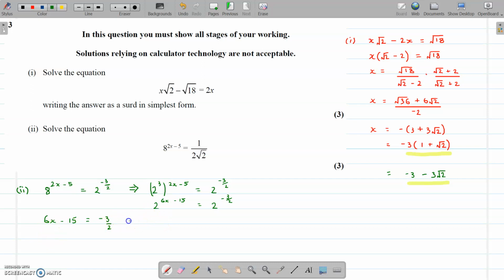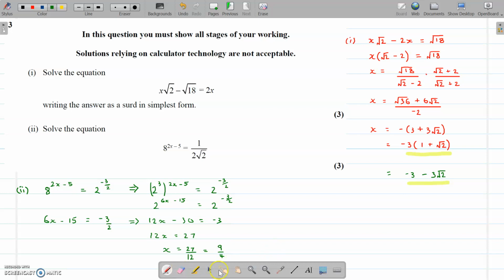Okay, so what have we got here? We've got 12x minus 30 equals minus 3. Add the 30 to both sides. 12x equals 27. So x is 27 twelfths. Okay, so x equals 27 over 12, which of course simplifies to 9 over 4. 2 1/4 basically, 9 quarters.